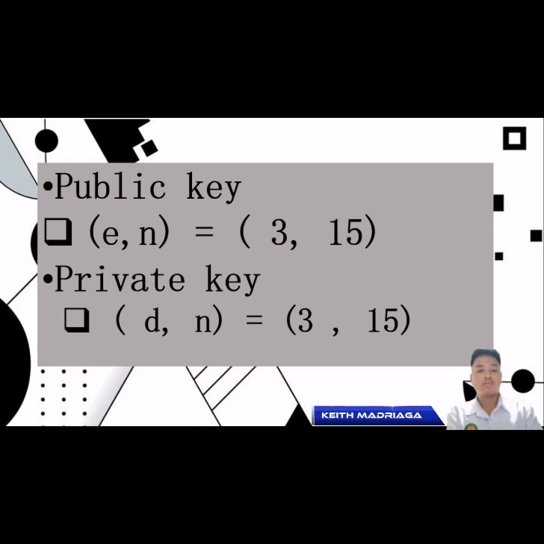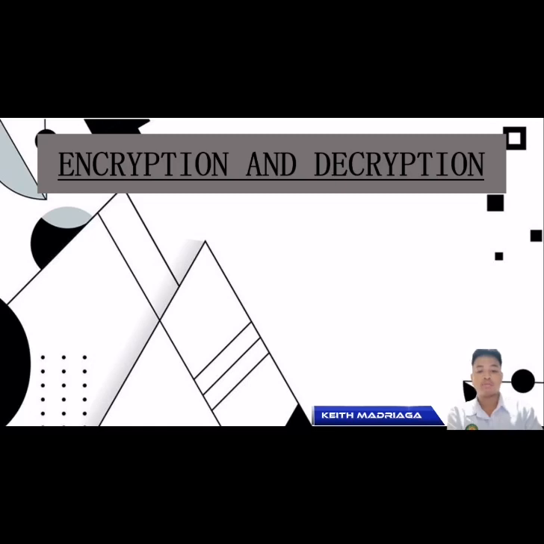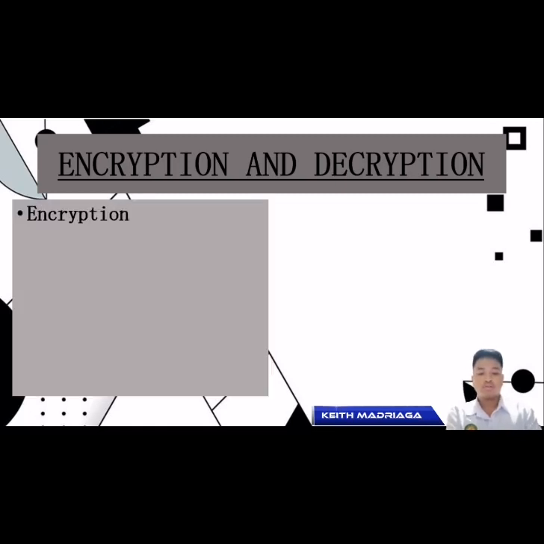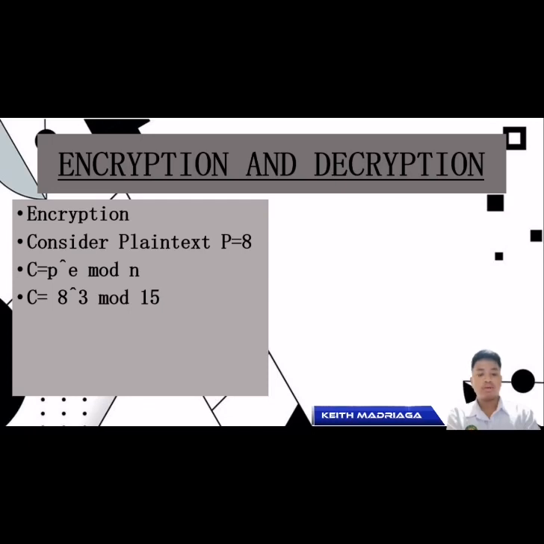Now we can move forward to encryption and decryption. For encryption, consider the plain text is equal to 8. C is equal to P raised to E mod N, where P is 8, which is the plain text, raised to 3, which is the public key, mod 15, which is the value of N. C is equal to 512 mod 15, so the ciphertext is equal to 2.